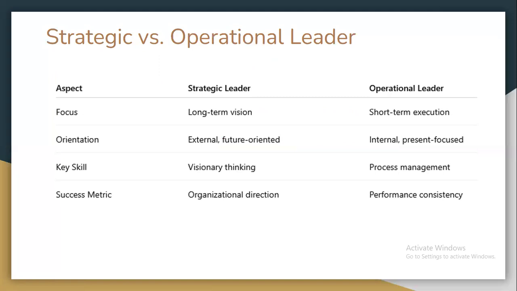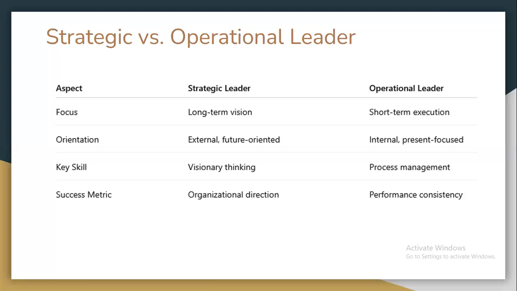So for their focus, the strategic leader is long term, and then the operational leader has short term execution. And you realize that the strategic leader focuses on the external environment of the organization, okay, and is also future oriented, whilst the operational leader focuses on what is happening within the organization, okay, and focuses on what is happening presently, right?